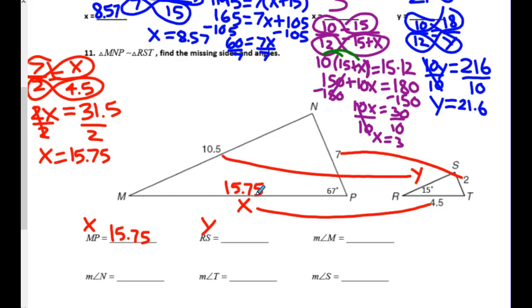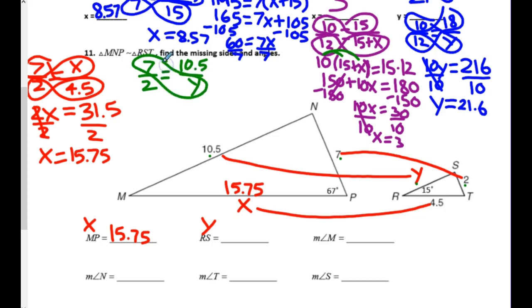Alright, and let's do the same thing for y. So I'm going to use the same fraction, 7 over 2, going from here to here. And I'm going to use the y this time from 10.5 to y. So that equals 10.5 over y. And then we cross multiply.